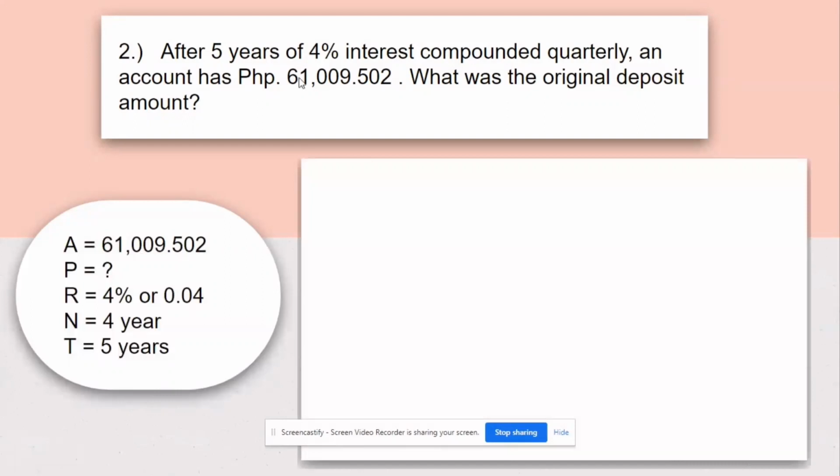Ito yung 61,009.502. Then si P, yung principal, yung hinahanap natin. Si R, which is yung 4% interest. Tapos si N, 4, kasi sabi dito quarterly. Pag sinabing quarterly, sa isang taon nahahati sa 4, kaya siya 4. Then si T, yung given time, which is 5 years. So, gagamitin ulit natin yung formula natin, which is A is equal to P, open parenthesis, 1 plus R over N, close parenthesis, raised to NT.